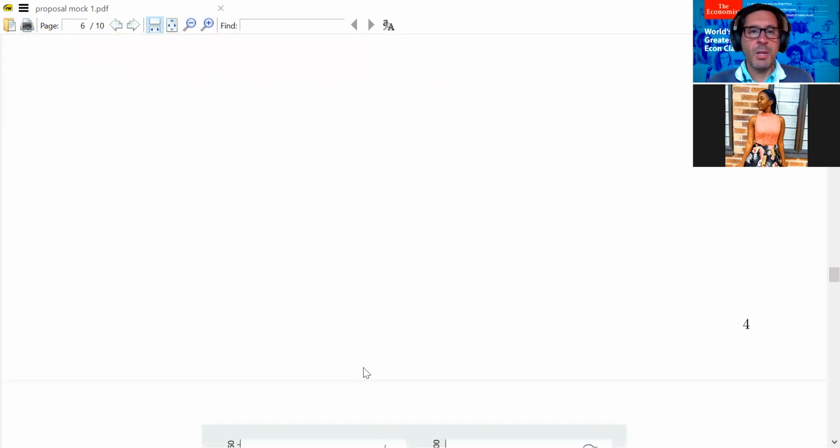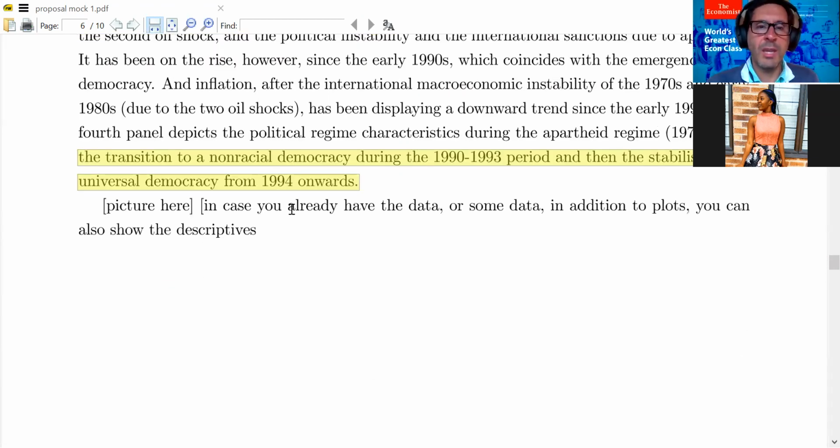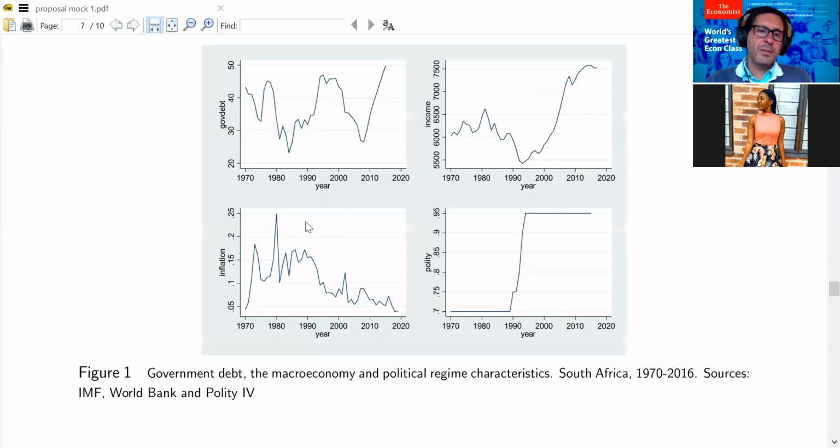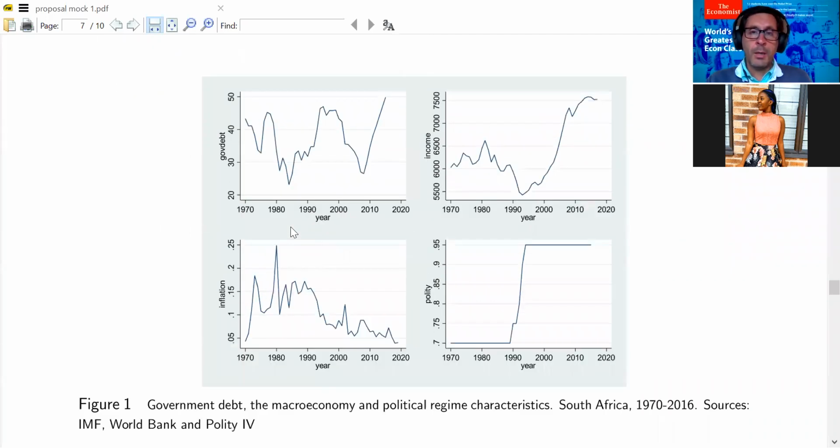And the picture is coming now. In case you already have the data, or some data, in addition to plots, you can also show the descriptives: the mean, the median, standard deviation, number of observations, those tables that we have seen in all the papers that we've been covering in macro and also in research methods. And here is the picture.